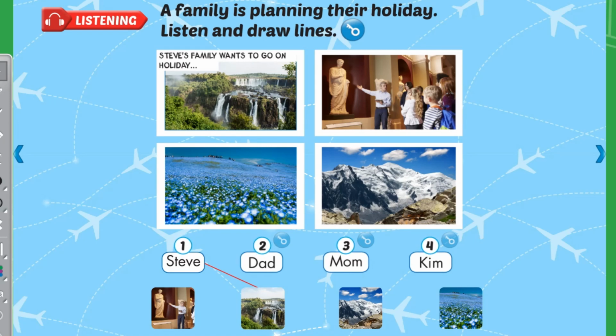1. Let's plan our holiday. Where do you want to go, Steve? I want to go to Brazil to see the waterfalls. Yeah, the waterfalls are really beautiful.